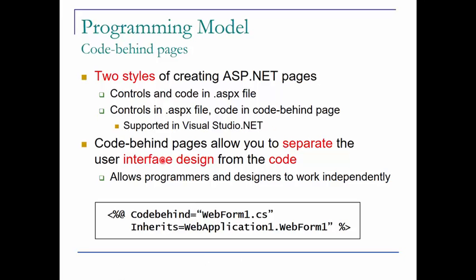So code behind is a very powerful feature. It separates the ASPX page from the code. So the designer can work on the ASPX page, and the coder can develop the code in C# files. And the code behind attribute in the ASPX page tells you which CS file is attached to the ASPX page.